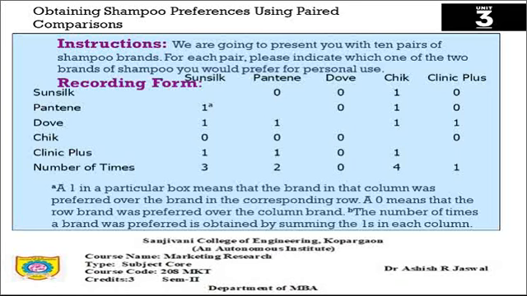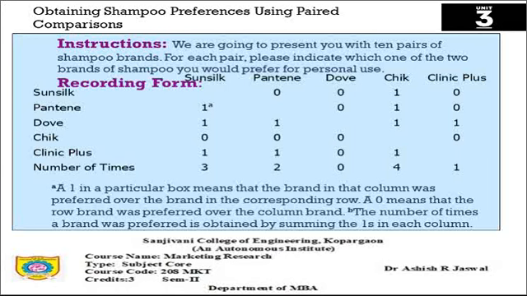What does this mean? It means that the brand in that column was preferred over the brand in the corresponding row. Here, if you look at 1A, in the column you have Sunsilk and in the row you have Pantene. The brand which is preferred is the brand in the column. That means Sunsilk is preferred over Pantene. Am I with you with the example?